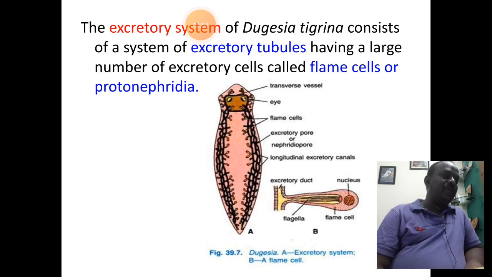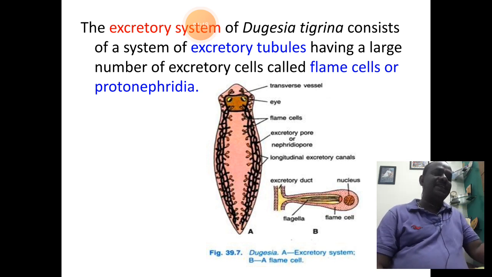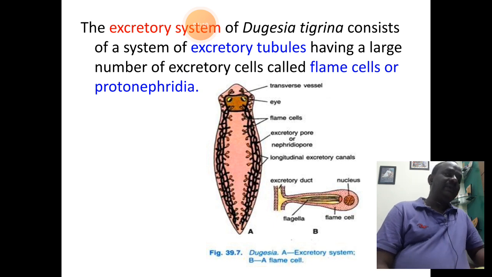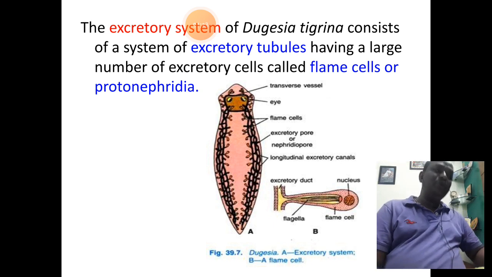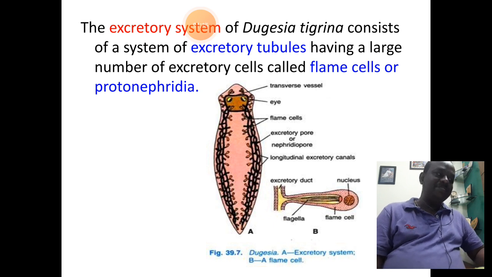Students, the excretory system of an animal is involved in the removal of excretory waste from the body. In case of Planaria, the excretory system is very well developed, but it is of primitive type. I mean to say it is very simple. It consists of a system of excretory tubules with a number of excretory units called flame cells or solenocytes.